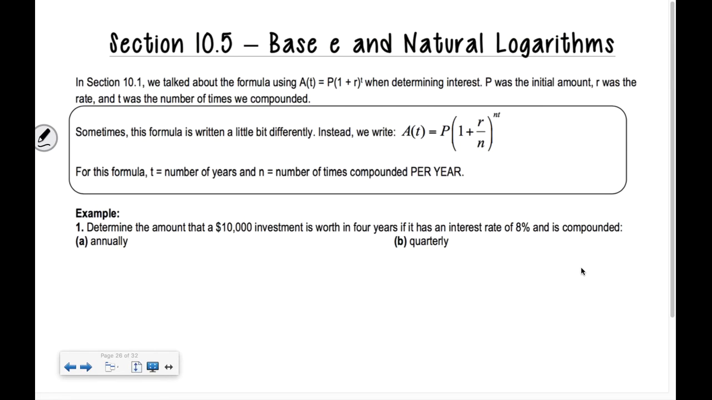In section 10.1, we talked about using the formula A of t equals P times 1 plus r to the t when determining our interest. We're going to make that formula a little bit different, because that's not really what banks use. P is the initial amount, r was the rate, and t was the number of times we compounded. But when you actually go to the bank, it's not how it works.